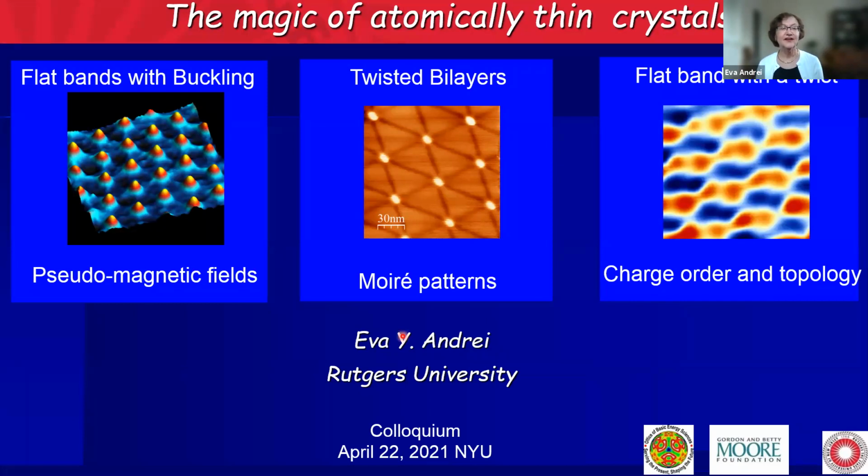As you've heard, the ability to isolate atomically thin crystals has made it possible to change the electronic properties of material without changing its chemical composition by alternative means such as twisting, such as stretching, shearing, etc. So I'm going to give you two examples today of how we can produce what we call flat electronic bands, where the electron-electron interactions are enhanced and give rise to very interesting correlated phases.